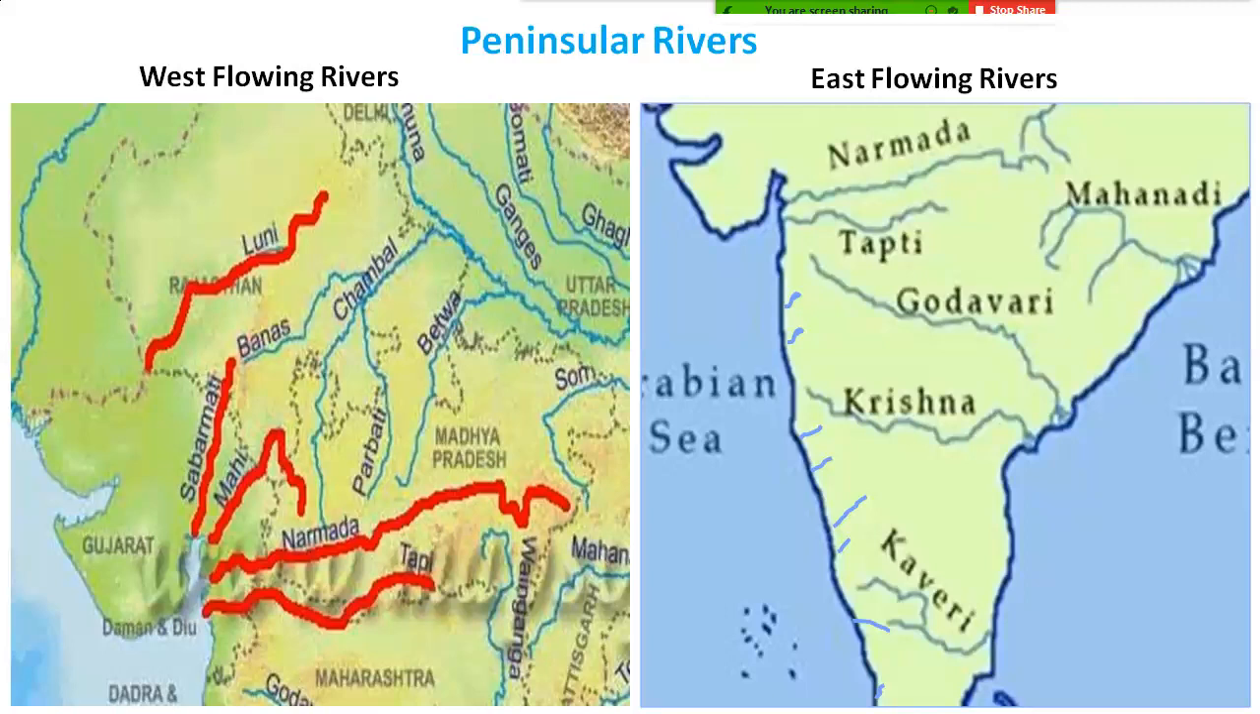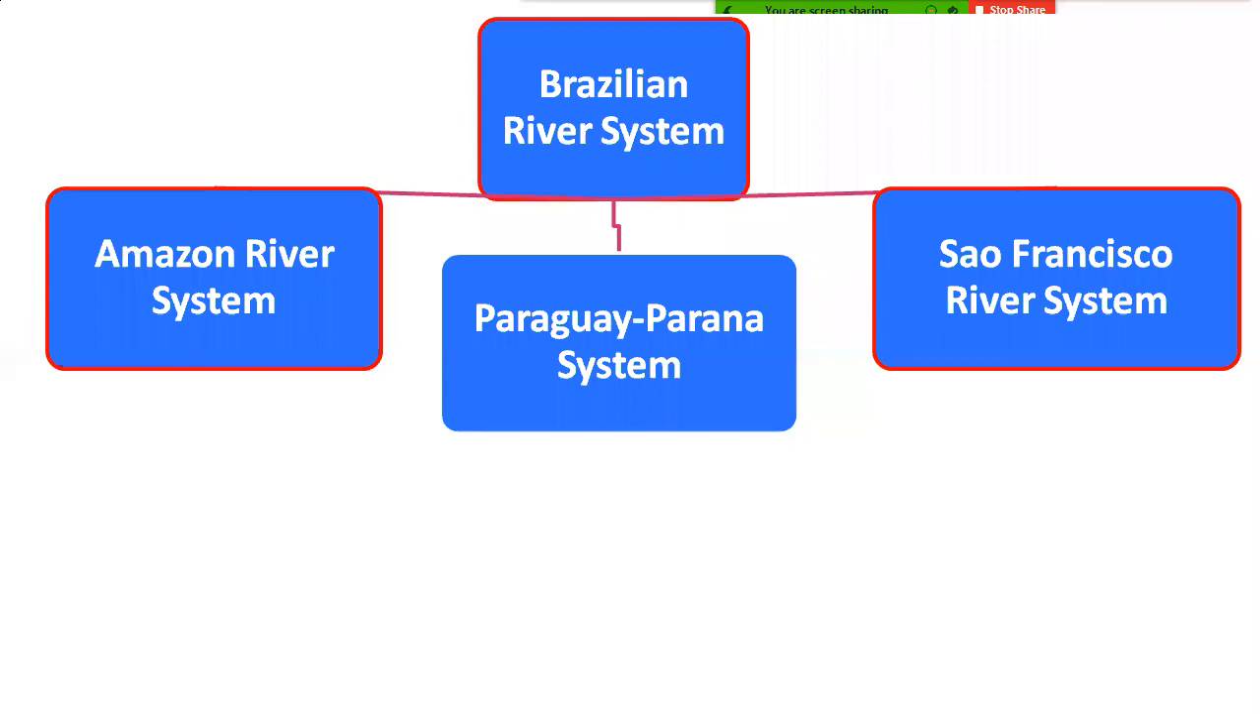We come now to the rivers of Brazil. In the Brazilian river system, you have three river systems: the Amazon river system, the Parana Paraguay river system in the southwest, and the São Francisco river system in the eastern part of the highlands, and also other rivers that flow along the coast.